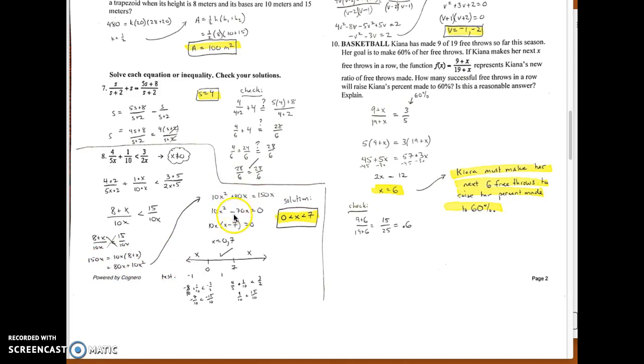So 80 minus 150 gives me negative 70x. I factored out the common factor, which is 10x. And then times x minus 7 is going to equal 0, which gives me two solutions of 0 and 7. So on my number line, I made 0 and 7, and I'm going to check test points on each interval, so something less than 0, something between 0 and 7, and something bigger than 7.